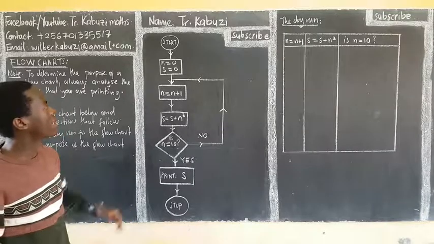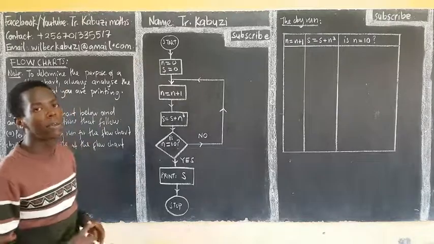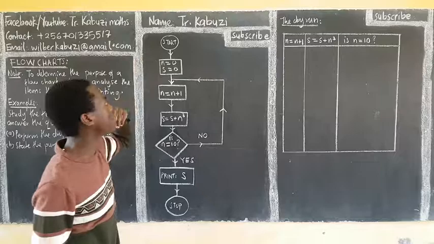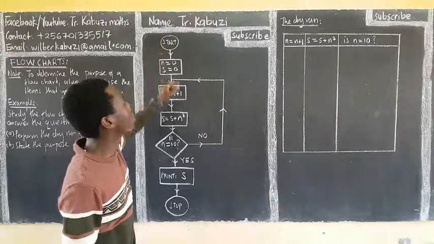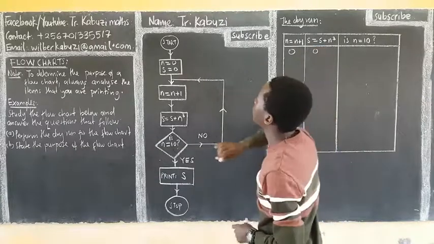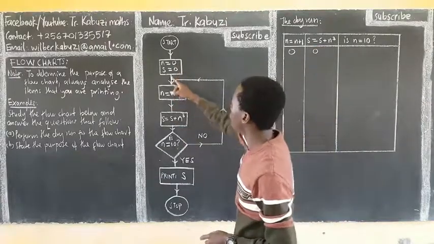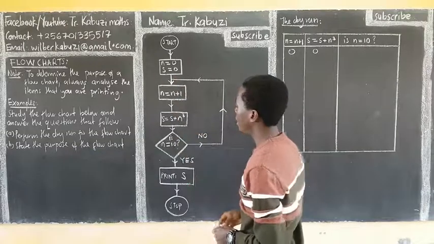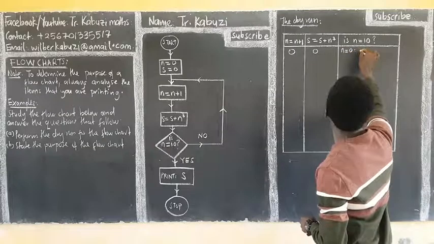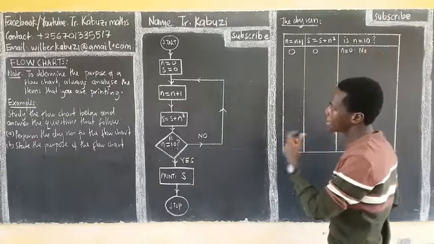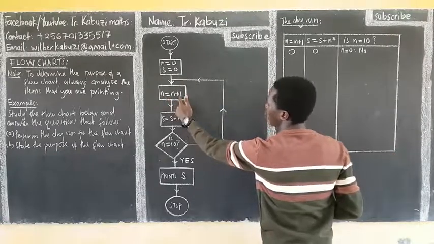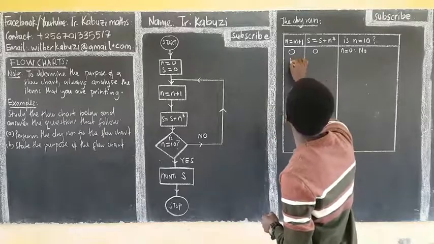So let us start. These are the values of N and S we are starting with. The first information we are given here is what we start with. So they are telling us to start with N equaling 0 and S equaling 0. Then they are asking, is N equaling 10? Our N is 0, so the answer is no. If the answer is no, we come back. Now on the N, you add 1. When you add 1 to 0, we get 1.